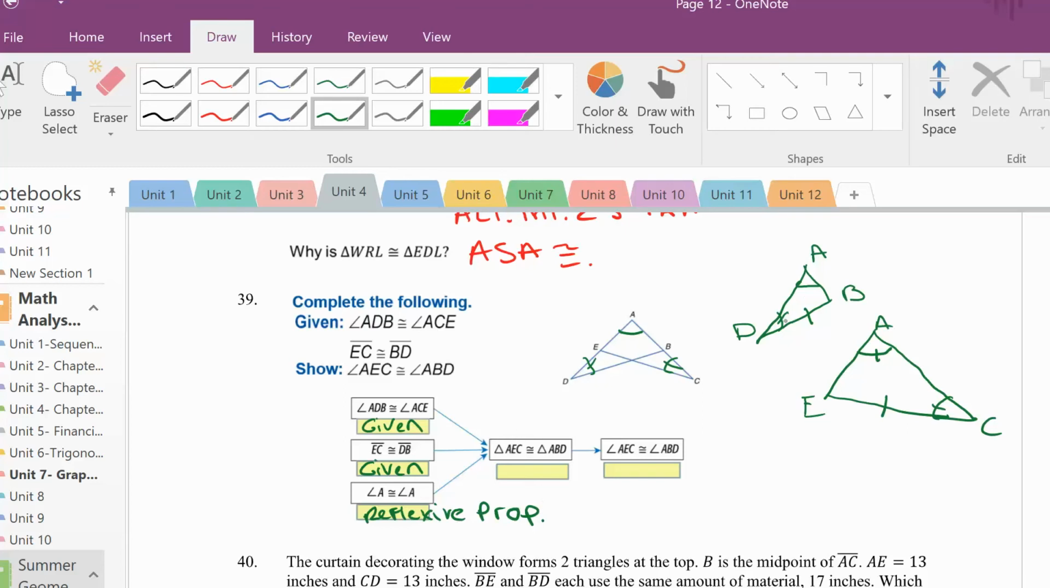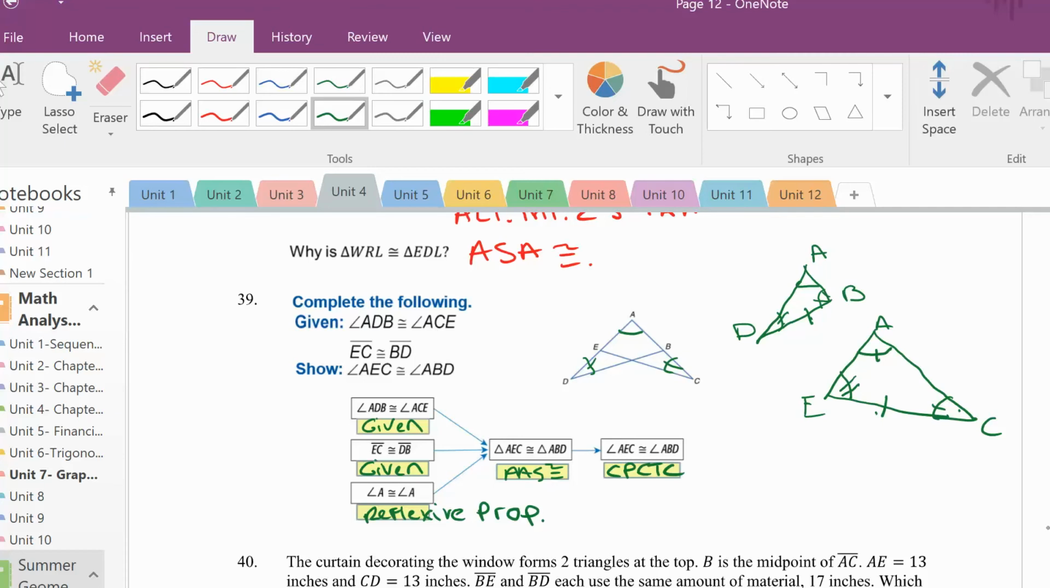So notice you have angle, angle, side, angle, angle, side. So that's why triangle AEC is congruent to triangle ABD by angle, angle, side congruence. And then the reason that angle E is congruent to angle B is because of CPCTC, because now that the triangles are congruent, all their corresponding parts are congruent as well.